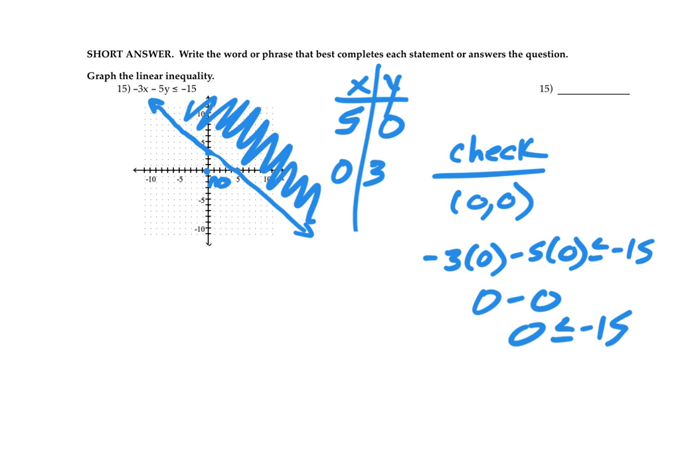Okay, so there's nothing that you need to put on that one, just graph it, okay? That's your answer. The graph's your answer.